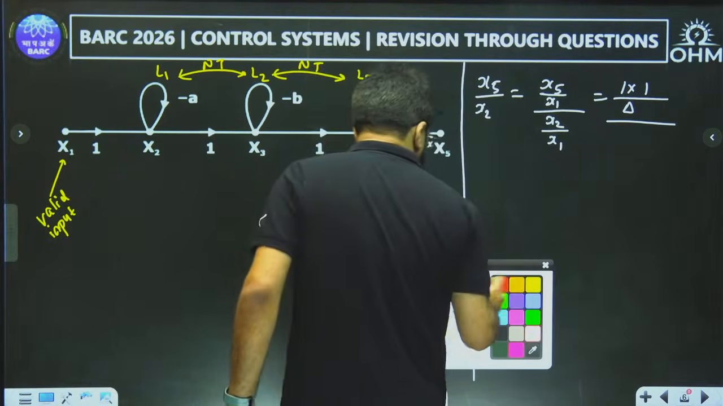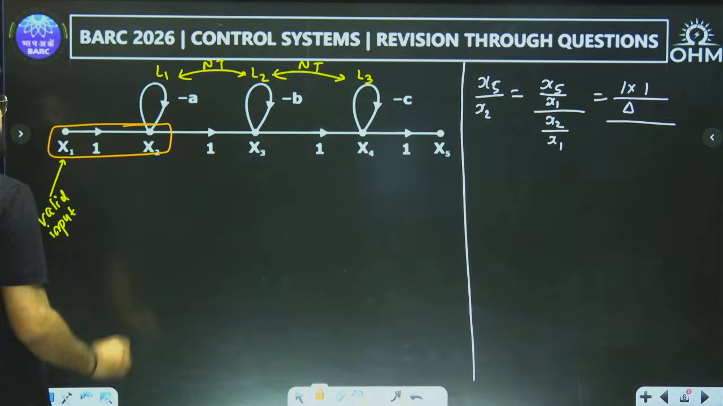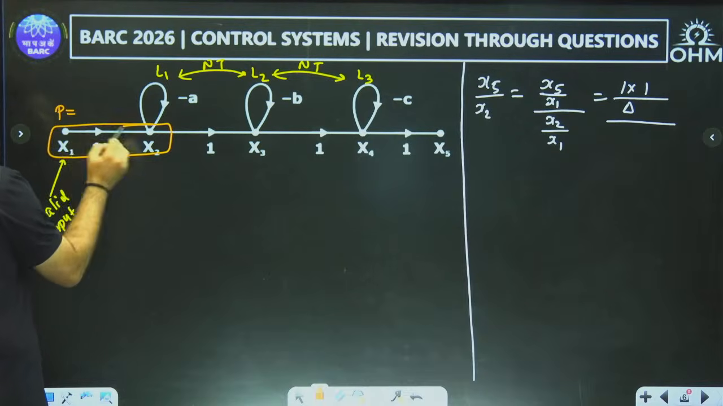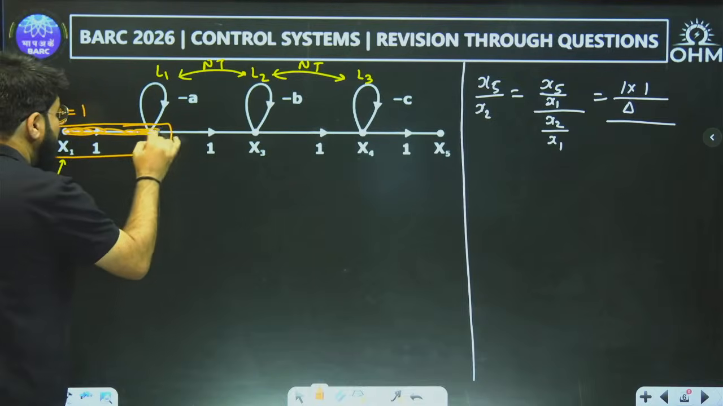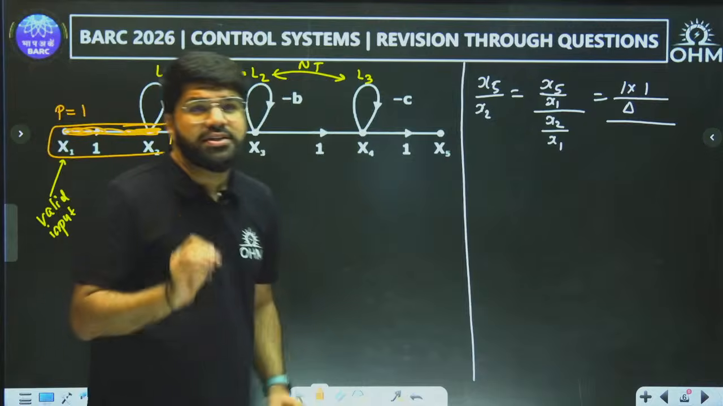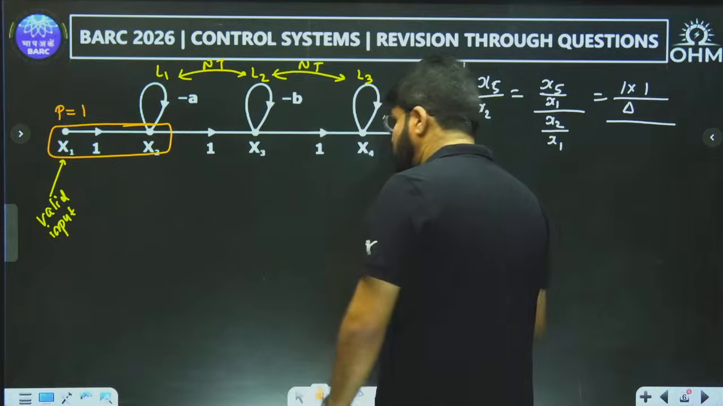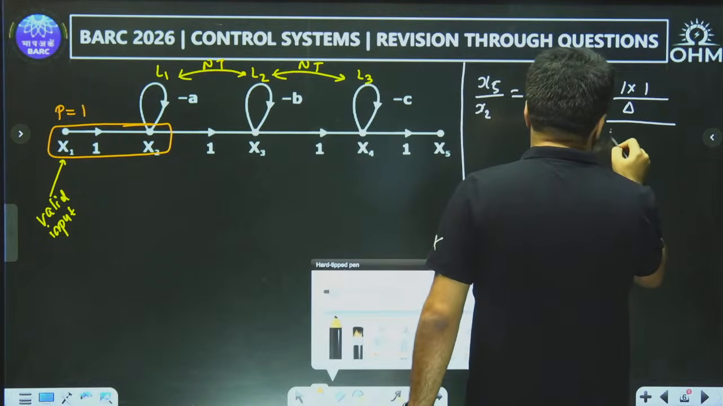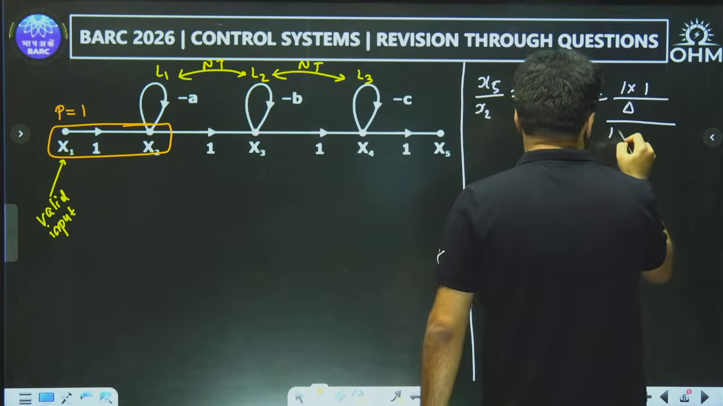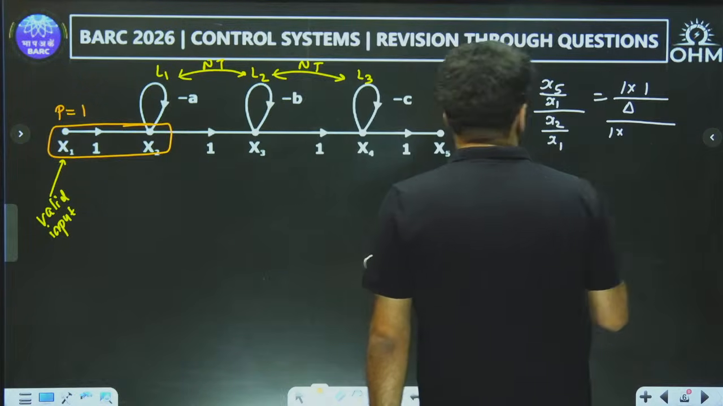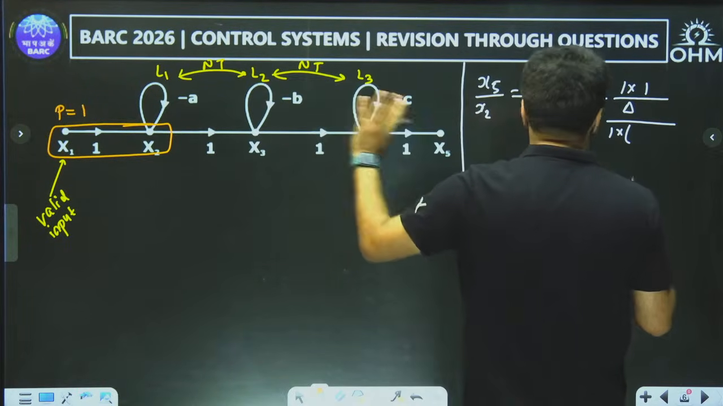Now be careful here, x2 by x1. What is the forward path? For x2 by x1, the forward path is only equal to 1. But when you delete this forward path, one loop is gone, but L2, L3 are still left. Clear? So when I take x2 by x1, the forward path value is still equal to 1 multiplied by the path factor, and the path factor is the graph determinant of the remaining graph. The remaining graph, L2, L3, are still left.